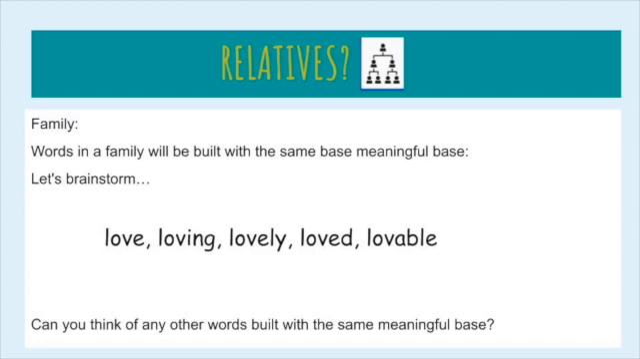Now that we found the historical relative of love, we're going to look for the modern day relatives, the family. Words in a family will be built with the same meaningful base. So that means that we're going to look for words that have the L-O-V-E base and a sense of love or affection. Let's brainstorm. How about love, loving, lovely, loved, lovable?